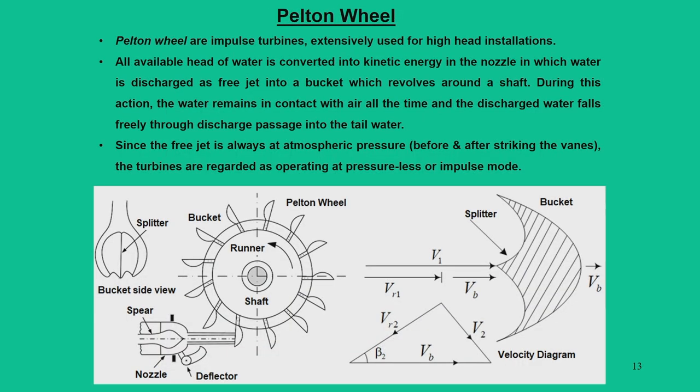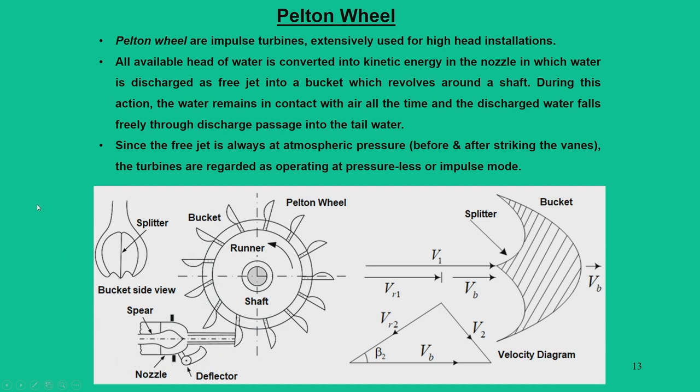Now, let us move on to the first class of turbine, which is called Pelton wheels. So, the summary is that these are impulse turbines, they are used for high head installations. The main working principle is that the available water is first converted to kinetic energy in the nozzles, and these nozzles discharge a free jet of water that hits the bucket which revolves around a shaft. So, this figure shows a shaft, and across the shaft there is a runner. This runner carries the buckets.